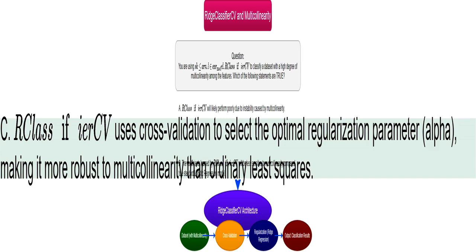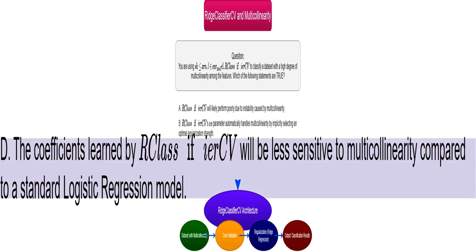This statement is correct. I love cross-validation. It's a powerful technique to find the best model settings by testing on different subsets of the data. This makes RidgeClassifierCV more reliable because it accounts for variations in the data. The alpha, a regularization parameter, helps prevent overfitting. Also correct.